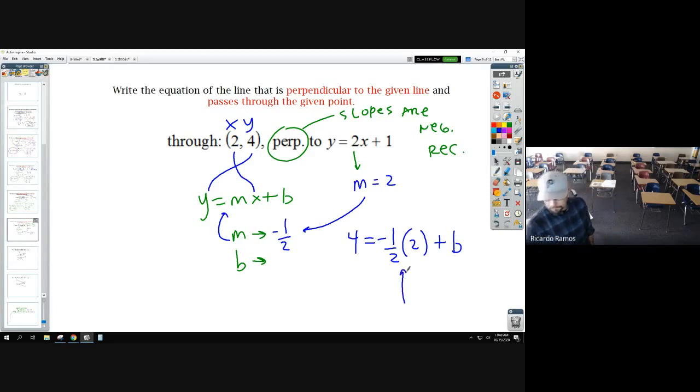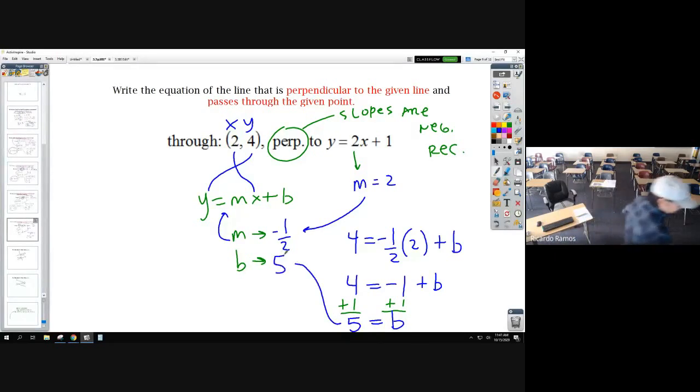You take half of a number, you just divide it by 2. What's half of 2? That's 1, right? But you're also multiplying by a negative here. You see it? So a negative times a positive is a negative. Negative 1 there. Plus b, solve for b. Adding 1. Our y-intercept for this line is at 5.